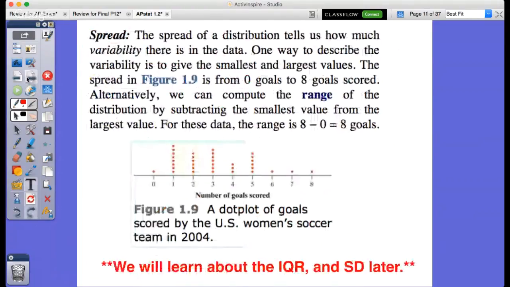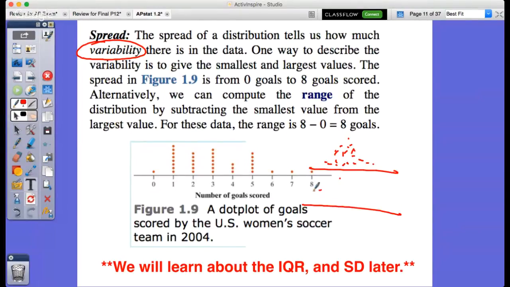Okay. All right. Next thing is spread. Spread is another way we could say variability. It's how much the data vary from each other. So if you have a dot plot that looks like this, and let's say we draw it out and compare that to a dot plot that looks like this, the one down below, we'll call B, has more variability than A because A is tighter together.